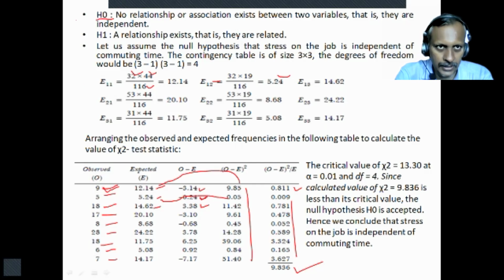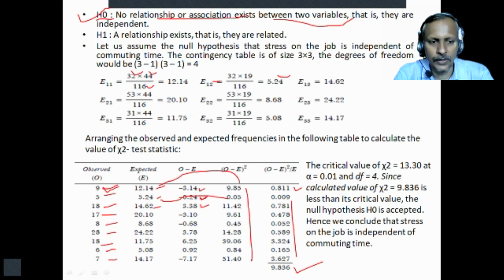So finally we conclude that we are accepting this null hypothesis, and we say that there is no relationship or association between the two variables. That is, both the variables are independent. So this is how we calculate the chi-square test.